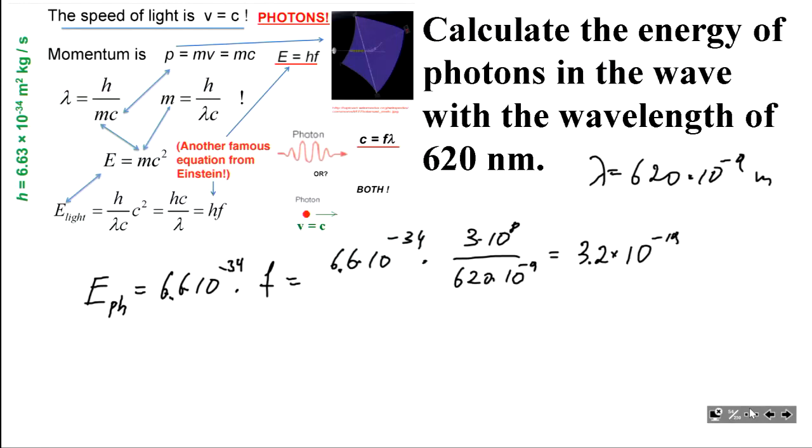What unit should I write for energy? Of course, that's joules. We use the international system of units: meters for the wavelength, hertz for the frequency, and Planck's constant is given in the international system of units, meters squared kilogram per second. So that's the answer.